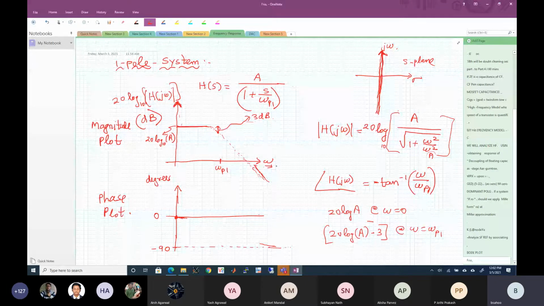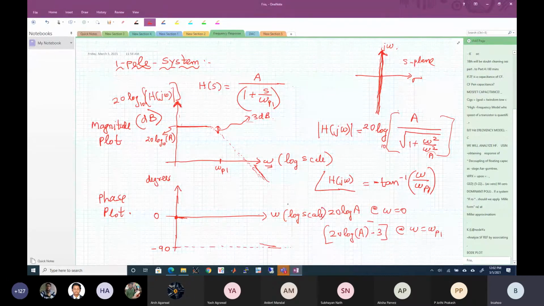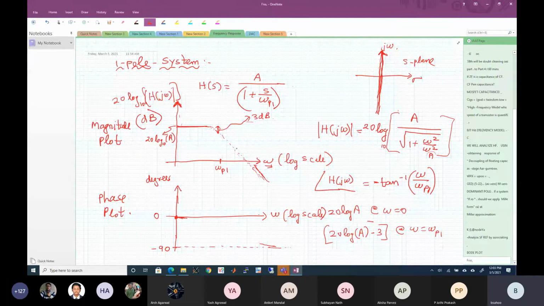If omega is in log scale, this is omega in log scale or linear scale, here it doesn't matter, but we draw the magnitude plot in log scale. If we do that in log scale, then it will go down linearly from this plot. Can you prove that? As a function of log of omega, this will be a straight line. So if I have a straight line like this, what should be the slope? This should be equal to minus 20 dB per decade or minus 6 dB per octave.